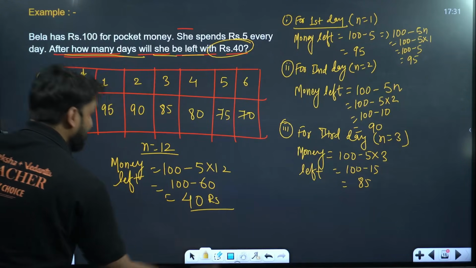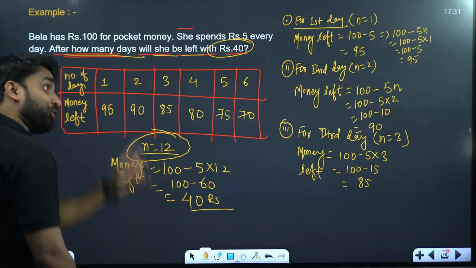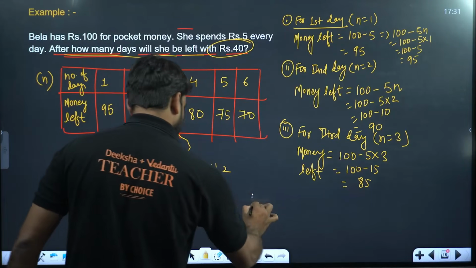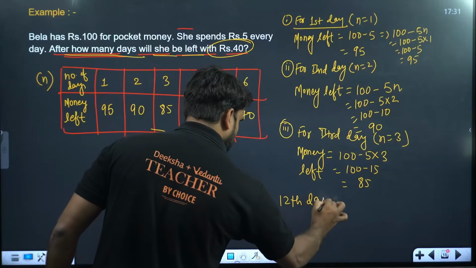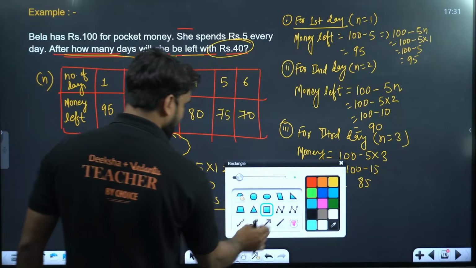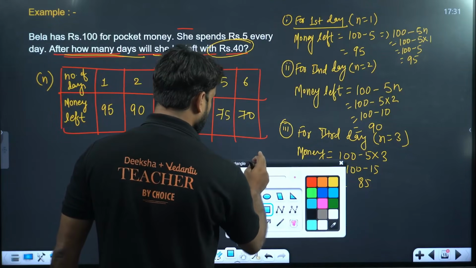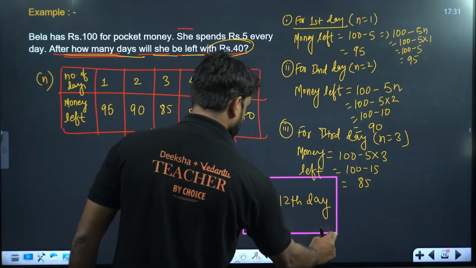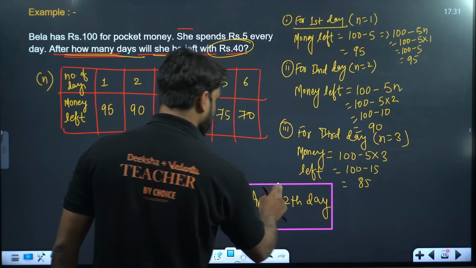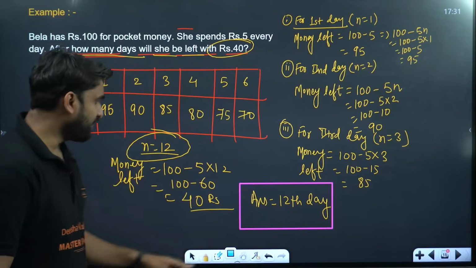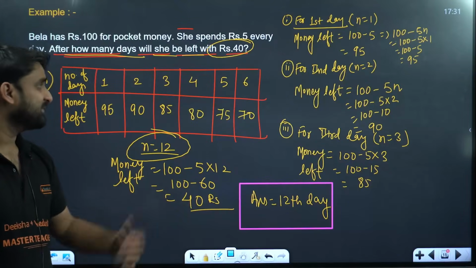Now she has 40 rupees on which day? 12th day. So the answer is 12th day. This is the answer. I hope you got the result. On 12th day, money left she has is 40 rupees.